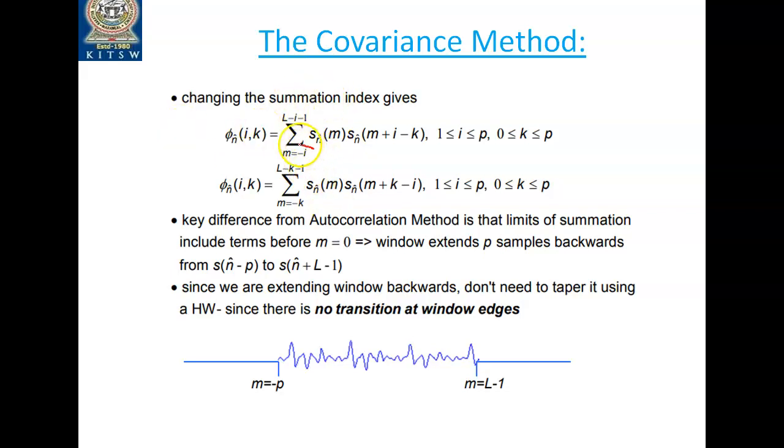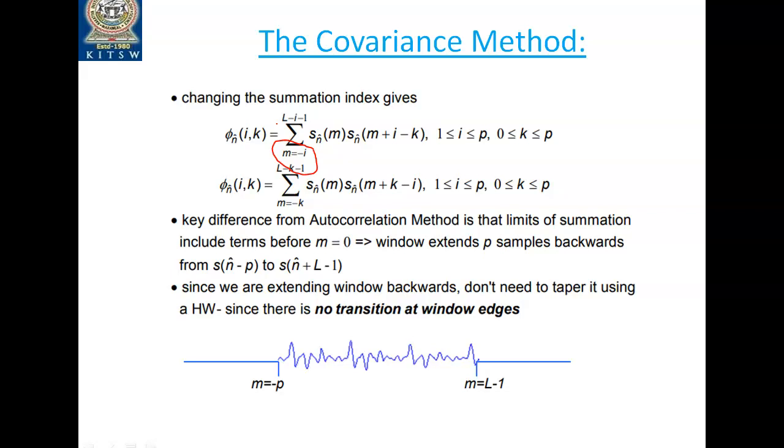But when you observe closely, here m is not starting from 0. Instead we take the previous samples, because if you take m equal to 0, what is the biggest problem we see? In the autocorrelation method, a large number of errors are possible if you take m equal to 0, because we need to take the previous samples also. That is the reason that in the covariance method particularly, we are taking the previous samples.